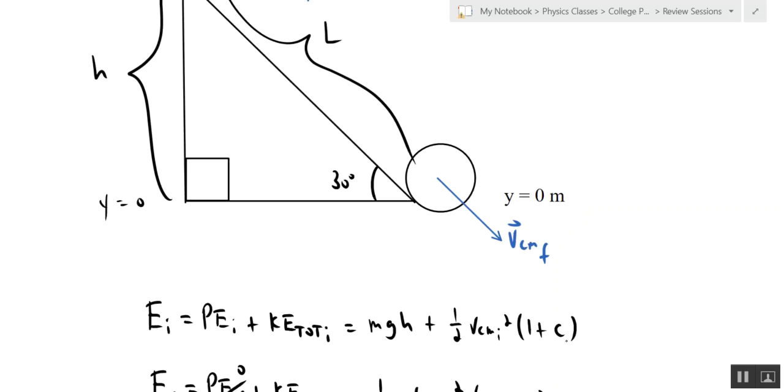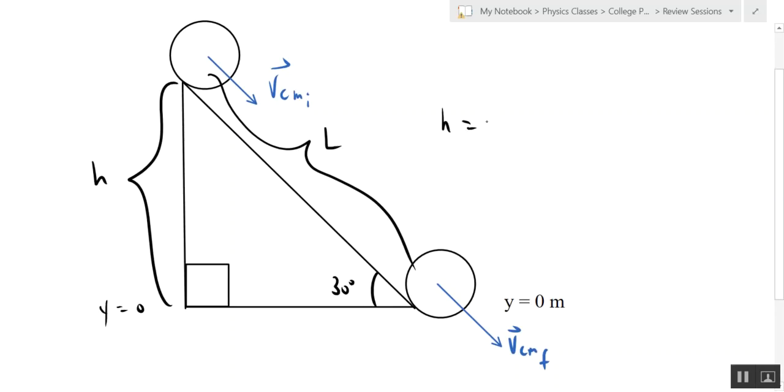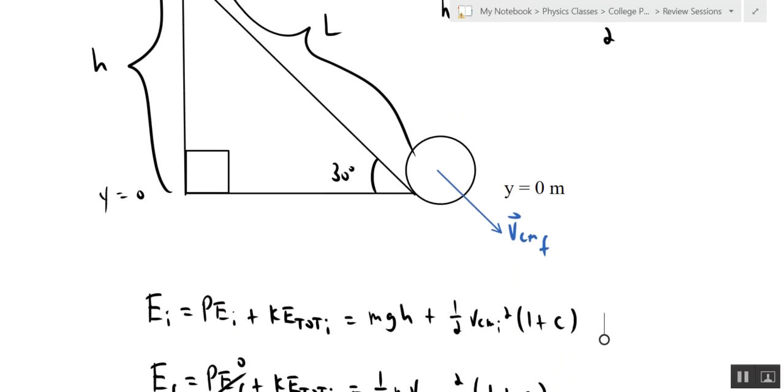So how do you find the height if you know the length of the incline and the angle? That's the one thing you have to do. Sine 30 is 1/2, so the height is just L over 2, right? It's just half the length. So I made it easy to find the height. Okay, so that gives you the initial energy.